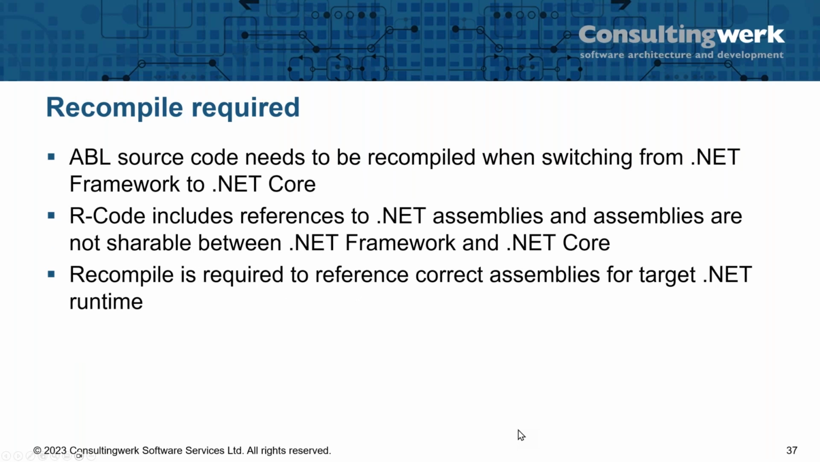Like Microsoft .NET applications, ABL applications that use .NET components typically have compatible source code, but not the R code. So when you have an application that should be migrated from .NET Framework to .NET Core, you definitely will need to recompile the application. In some rare cases, you might have to change the source code. The reason for that is that the R code includes references to the .NET assemblies that are used. And since the .NET assemblies are not shareable, they typically have different names, different version numbers. You need to recompile.